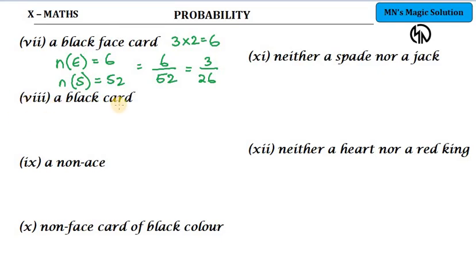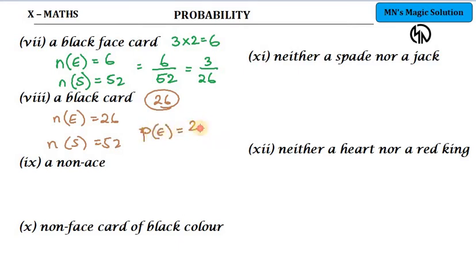Question number 8. A black card. You know that there are totally 26 black cards. So for a black card, the number of favorable outcomes is 26 and the sample space is 52. So you have the probability to be 26 out of 52, or you can say 1 by 2. So the answer is 0.5 for this.